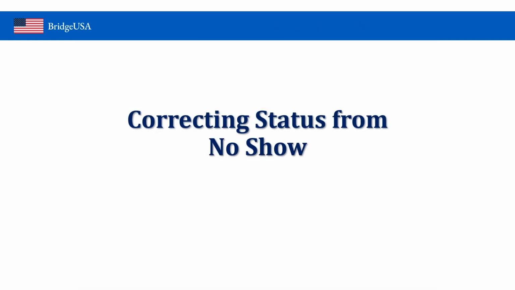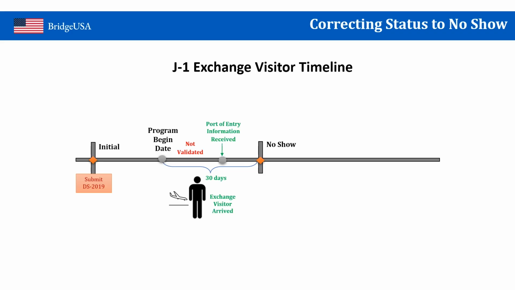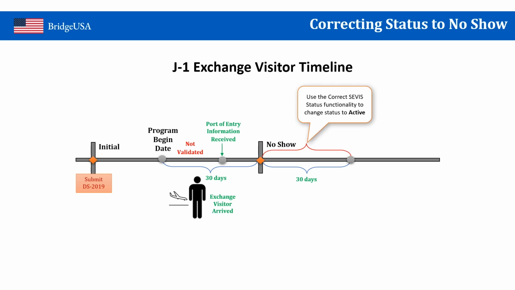Now let's look at correcting status from no-show. An exchange visitor's status changes from initial to no-show when the record has not been validated within 30 days of the program begin date and there is port of entry information on the record. The RO or ARO can also manually change the status to no-show. When the exchange visitor is in the United States and the record is in no-show status, you have 30 days to use the Correct SEVIS Status functionality to change the status to active.